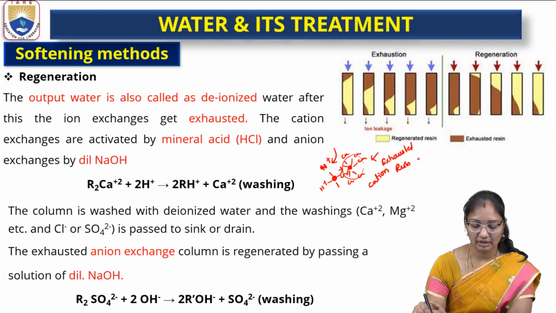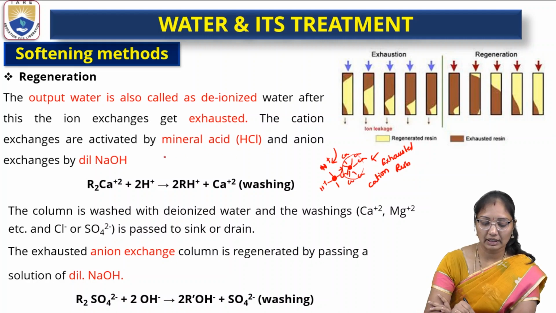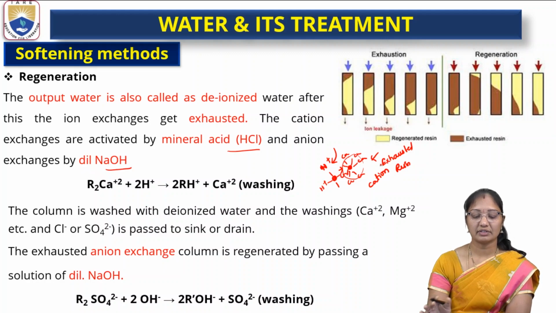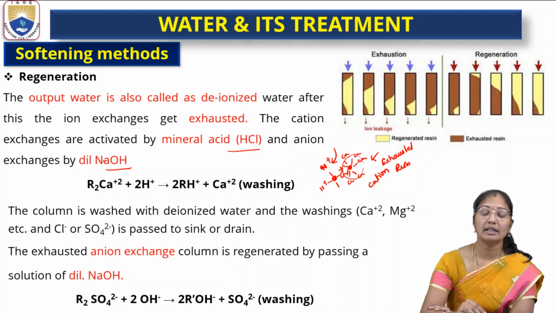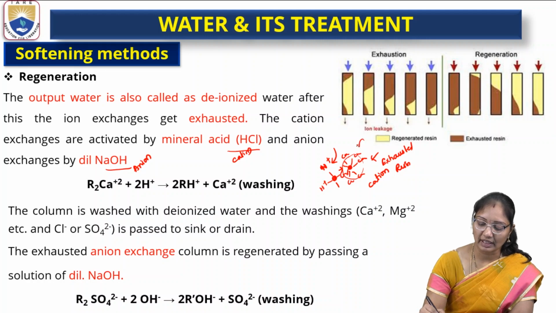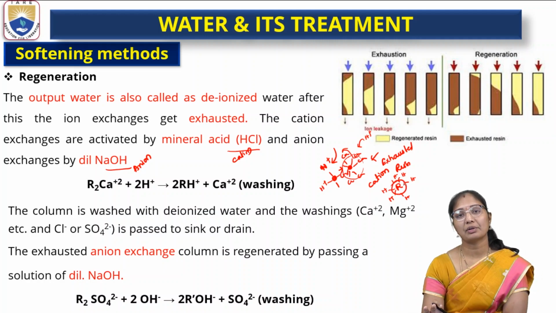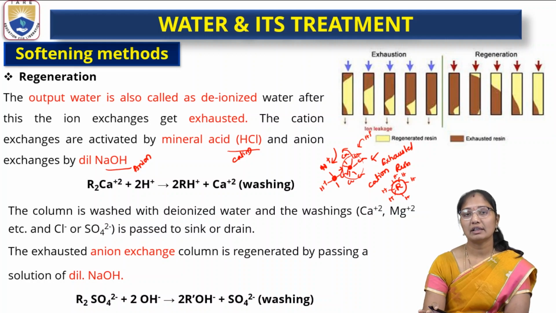So the regeneration is generally done by washing, or by using brine solution also we can do. The cation exchanger is activated by mineral acids and the anion exchanger by dilute NaOH. This is for cation, this is for anion. So what happens? The sites full of calcium, when this was added, H plus ions will displace the calcium again. H plus will come into this place. Again the resin will be full with H plus. So the column is again ready to displace more calcium and magnesium ions and ready to filter further more in the hard water.